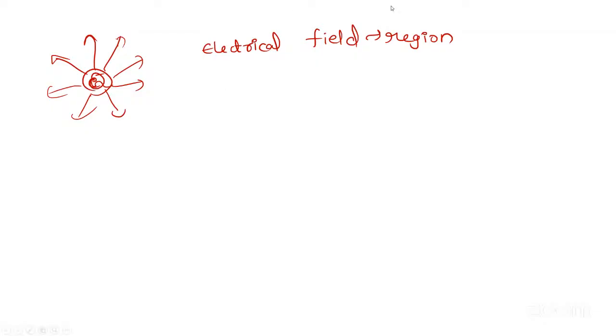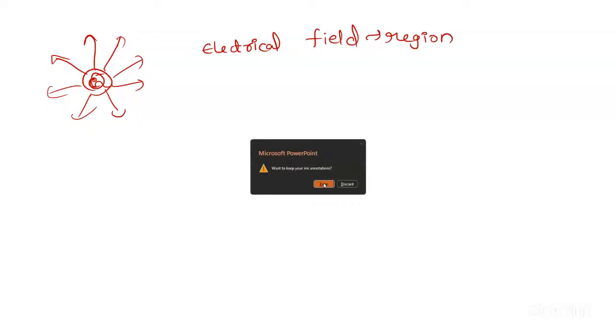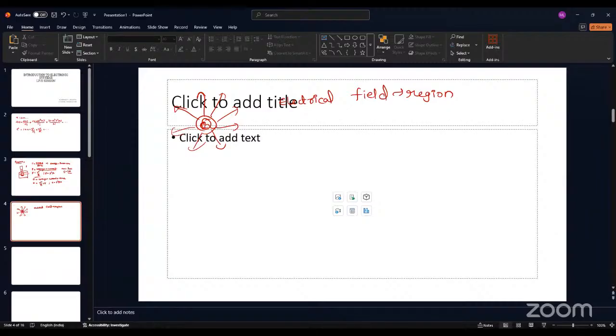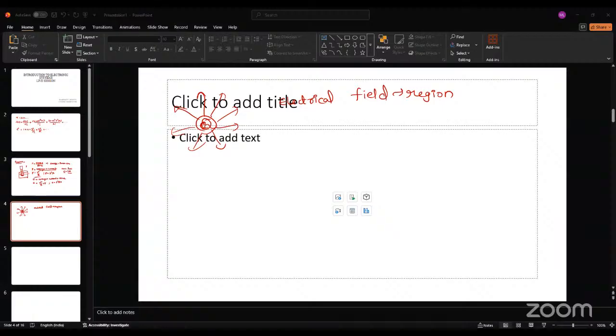Yes, Kamlesh. You have raised your hand. Yes, Kamlesh, do you have any doubt? Do you have any doubt, Kamlesh?